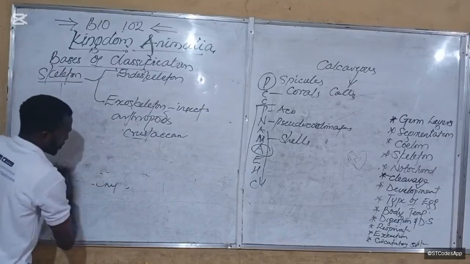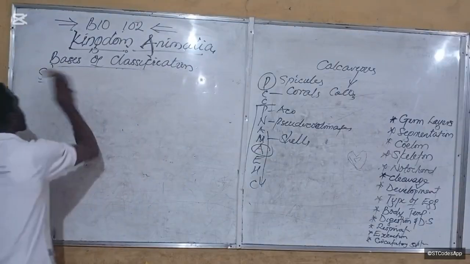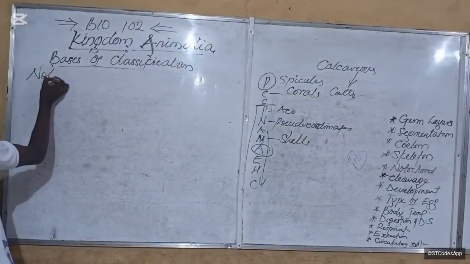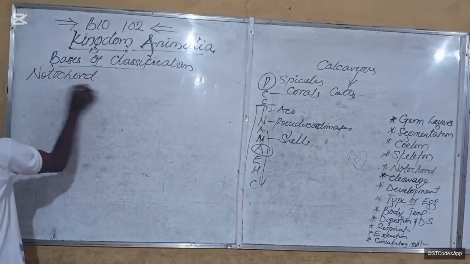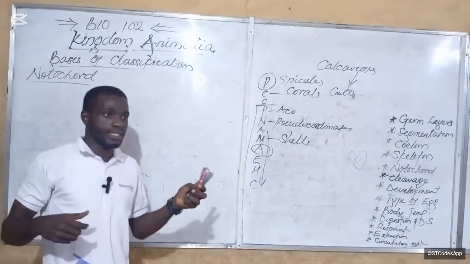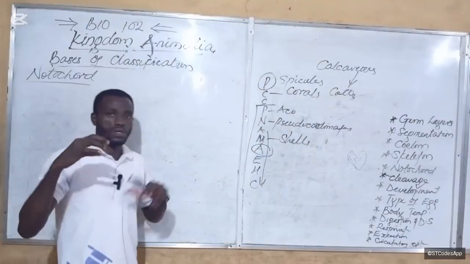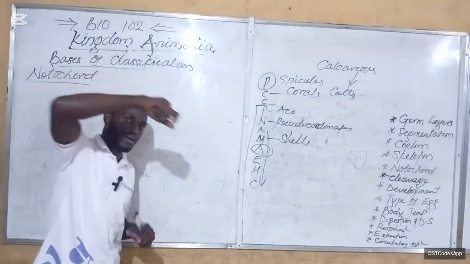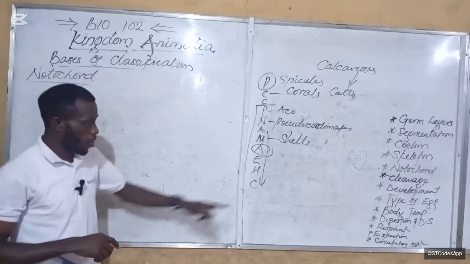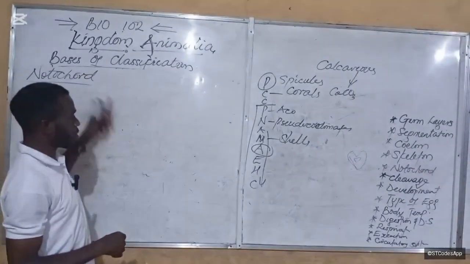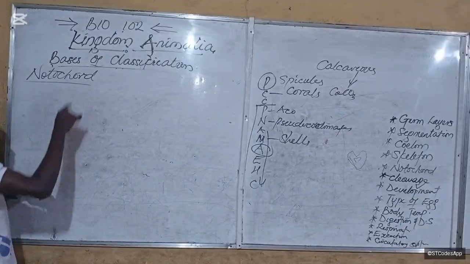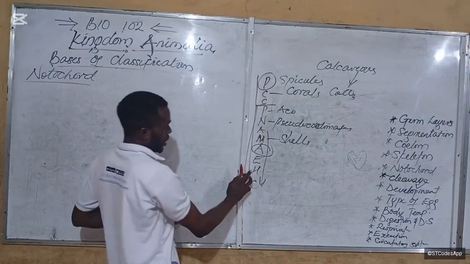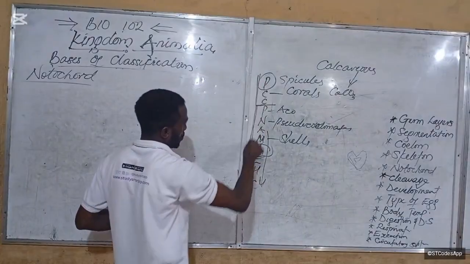Then the next one is notochord. So classification based on notochord. First, what is notochord? Notochord is basically an elongated structure that is found dorsally on the body of chordates, and that's why we call them chordates, exactly. So it is not found on all of these guys. These guys don't have it. From here downwards, they don't have it.